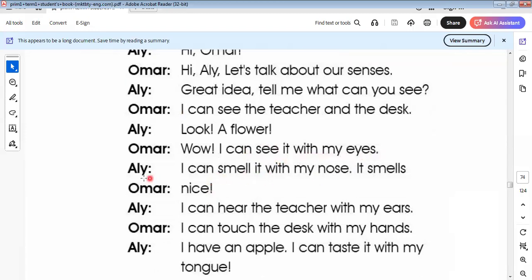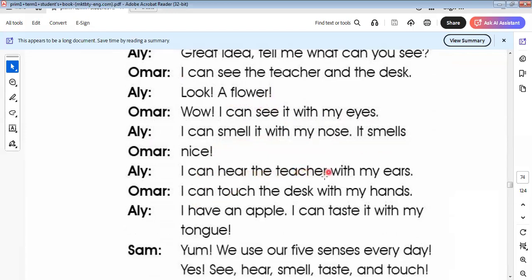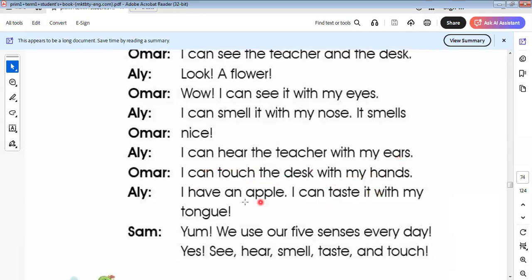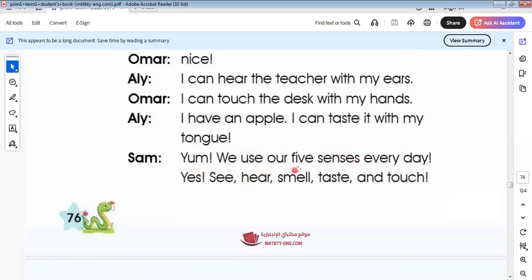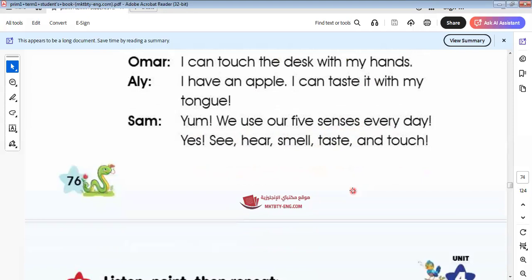"I can smell it, Ali. I can smell it with my..." So Ali talks about the flower. So we can see a flower with our eyes and smell it with what? With our nose. "I can smell it with my nose. It smells nice. I can hear the teacher with my ears." "Omar, I can touch the desk with my hands." "I have an apple. I can taste it with my tongue. Yum." "We use five senses every day." What are the five senses? Here they are: see, hear, smell, taste, and touch. See, hear, smell, taste, and touch.